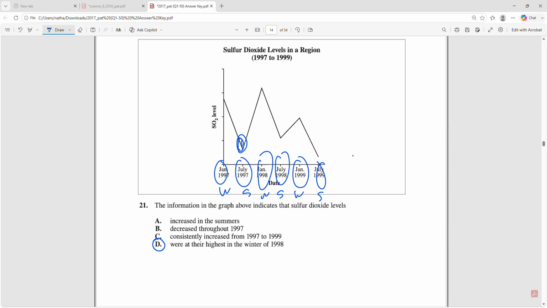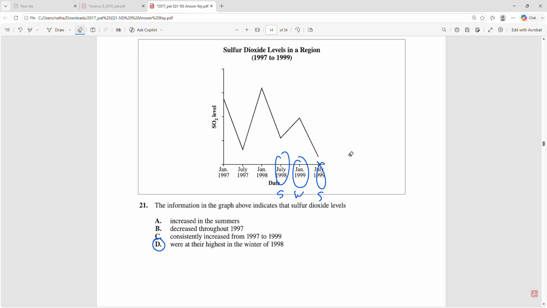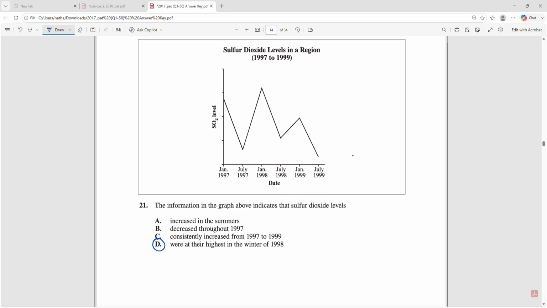1997? Well, no, because, pardon me, it's decreasing from January 97 down to July. Oh, 1997 goes all the way up till January of 98. So it's not decreasing the whole time. It goes down and then back up. So B is not correct.